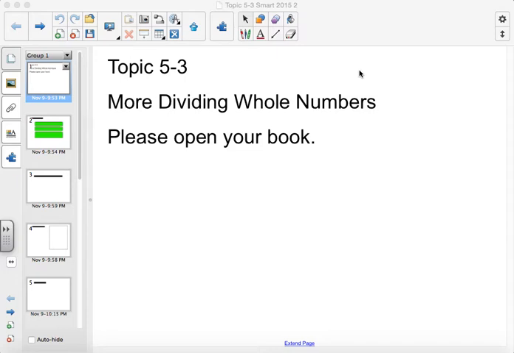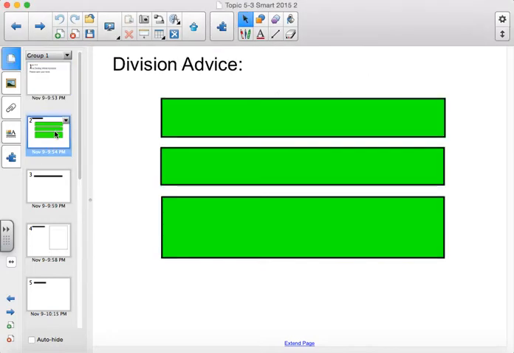Hey kids, we're going to do some more dividing today. Please open your book and take out your materials. Then what we'd like you to do, if you look at some of these problems, I want to point out some things when we are dividing. Okay?